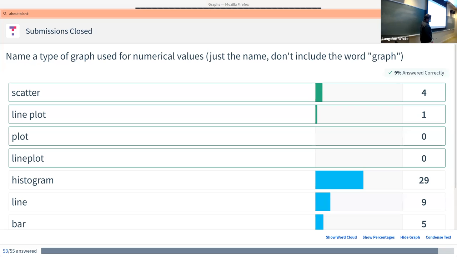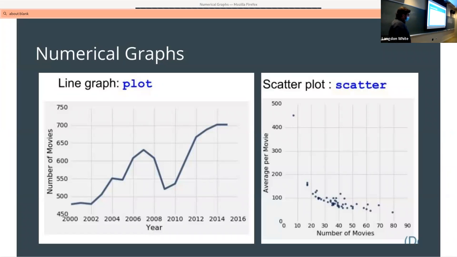Histogram is not correct, okay? A histogram is used for distributions, right? You don't do it with numerical data. It's for categorical data, okay? Same with a bar graph, okay? So now we have pictures. I was staring at this and I read the word plot and did not think of the word line. So this is a line graph, right? And there's a scatter plot. And those are what we use to do numerical comparisons.